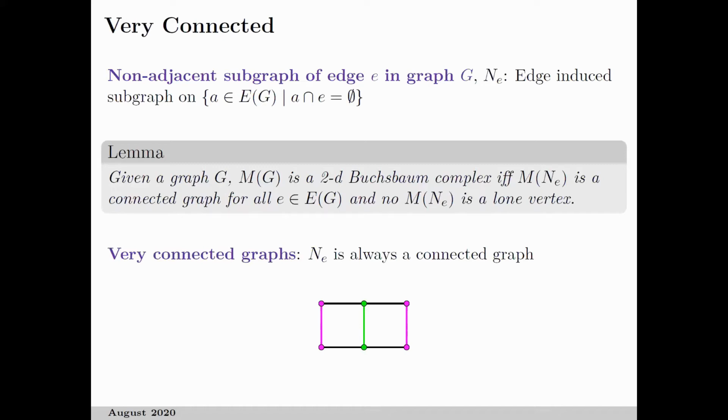We say a graph is very connected if n sub E is always a connected graph. Here at the bottom, we see an example of n sub E for an edge in a graph, where n sub E is composed of the pink edges on the left and right, and E is the green edge in the center. Note that n sub E here is not a connected graph, so we would say that this graph is not a very connected graph.